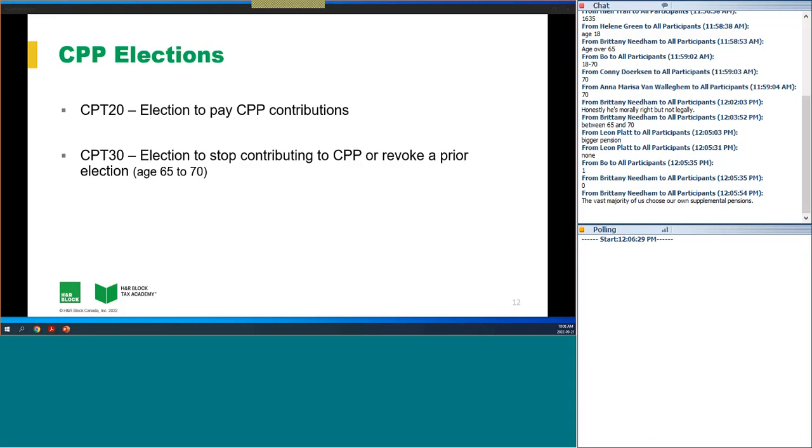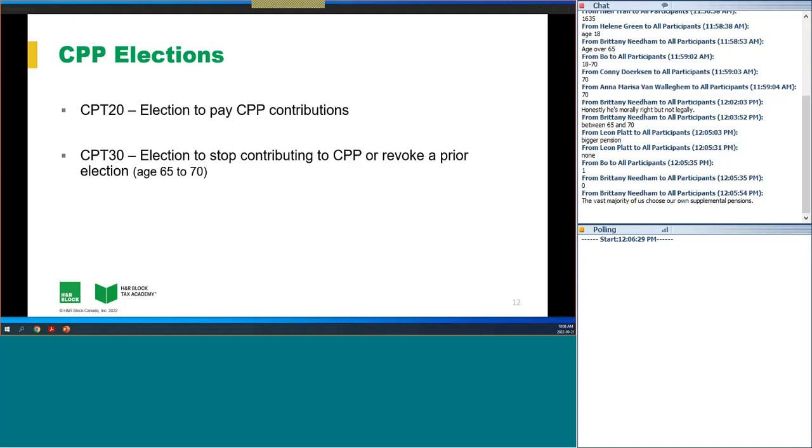So I should file a CPT 20 when A, I earned money from tips and I want to increase my CPP contributions to reflect the higher income. B, I turned 65 this year, but I want to continue contributing to my CPP through my employment earnings.